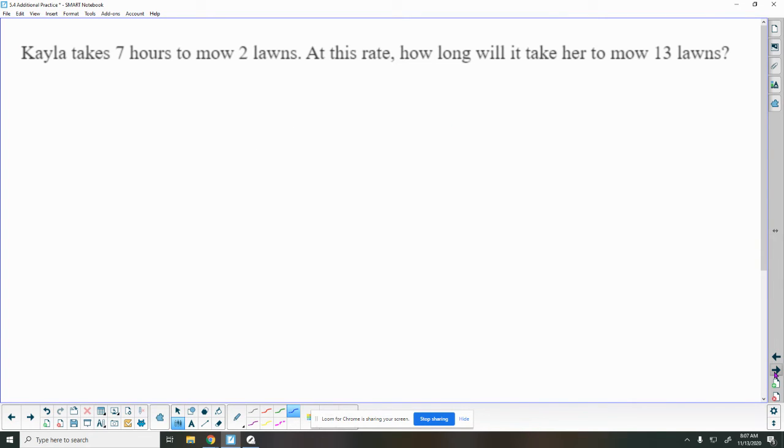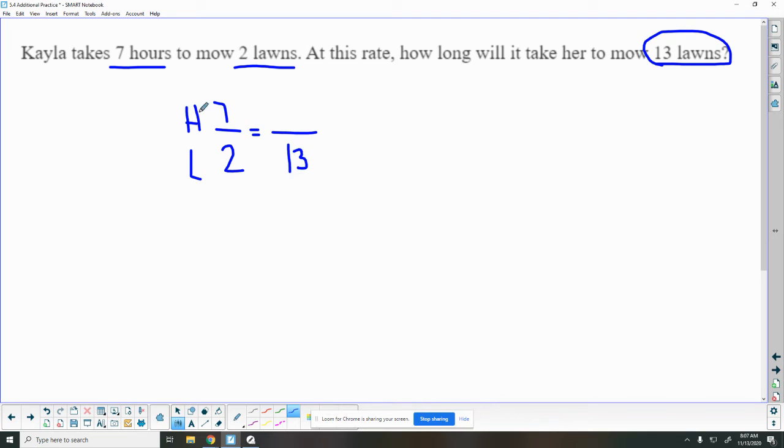Number 4 here says that Kayla takes 7 hours to mow 2 lawns. So I'm comparing hours and lawns. Anytime it's talking about hours, I want those numbers on the top. Anytime it's talking about lawns, we want that number on the bottom. So 7 hours to mow 2 lawns. Those must be very large lawns. At this same rate, how long will it take her to mow 13 lawns? That's lawns, so it's going to go on the bottom, and I'm looking for the hours it will take her to do that.